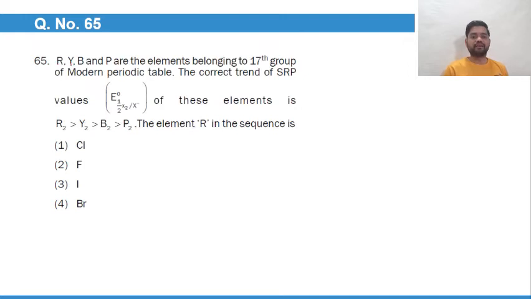65. R, Y, B and P are the elements belonging to the 17th group of the modern periodic table. The correct trend of standard reduction potential is given by R2, Y2, B2, P2. The element R is fluorine, we know that the standard reduction potential of fluorine is maximum. So 65, option number 2 will be the right one.